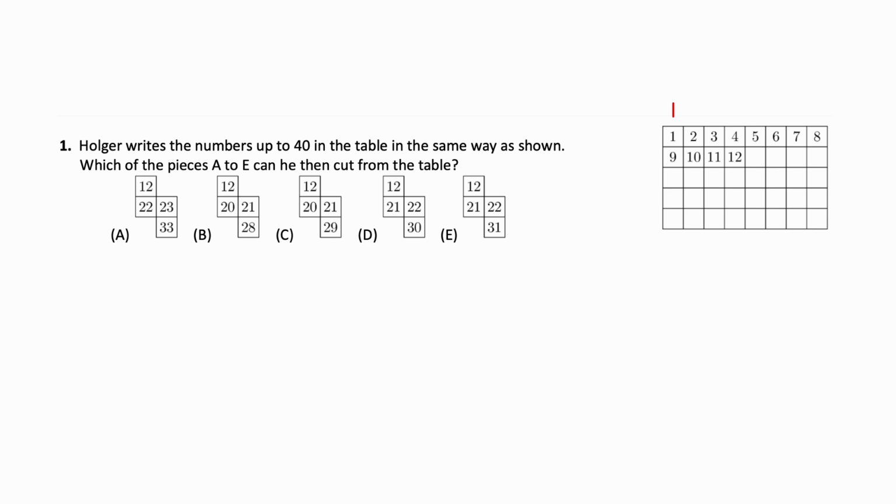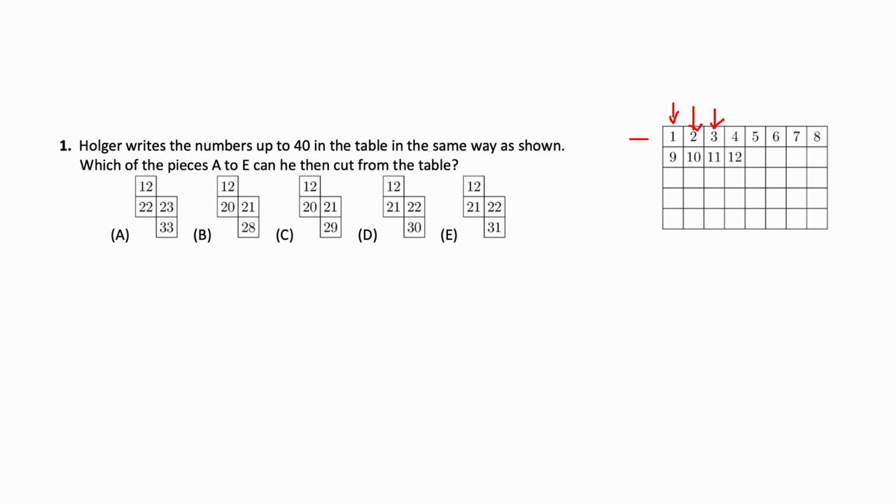If we look at the first column here, we see 1 and 9. In the second column, there's 2 and 10. And in the third column, there's 3 and 11. So we can see that every number in the row below is 8 more than the one above. Now, if we look across the top row 1, 2, 3, 4, the numbers are going up by 1 each time. So the pattern is going down, we add 8, and going across, we add 1.